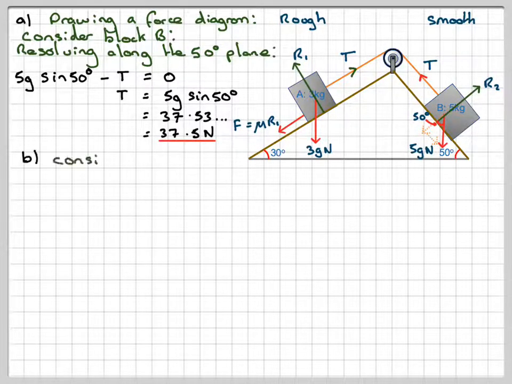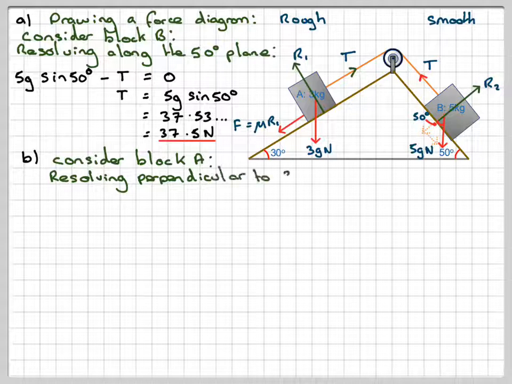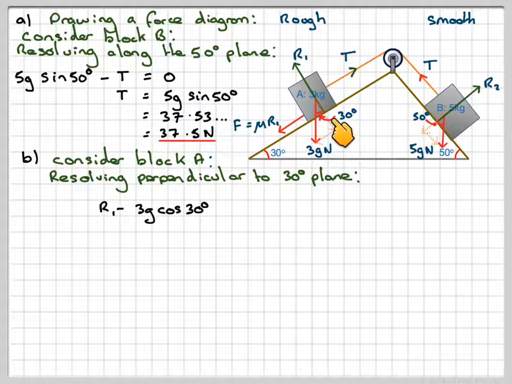Part B, we need to find the coefficient of friction, so we'll need to look at block A. We'll need to find R1. So resolving perpendicular to the 30 degree plane, again drawing it in, we're going to have R1 minus 3g cos 30. This angle is 30, this will be cos, this force is what we want. It's equal to 0, so R1 gives me 3g cos 30. We don't need to work that out at this stage.